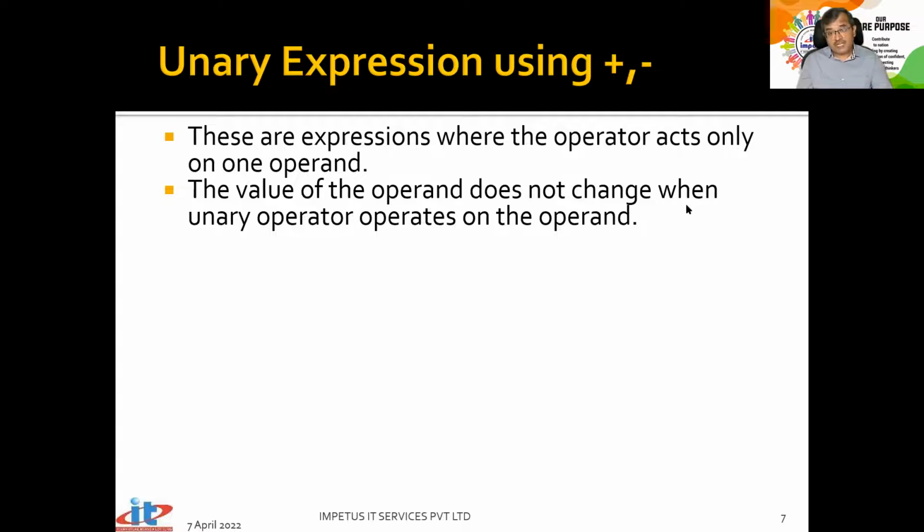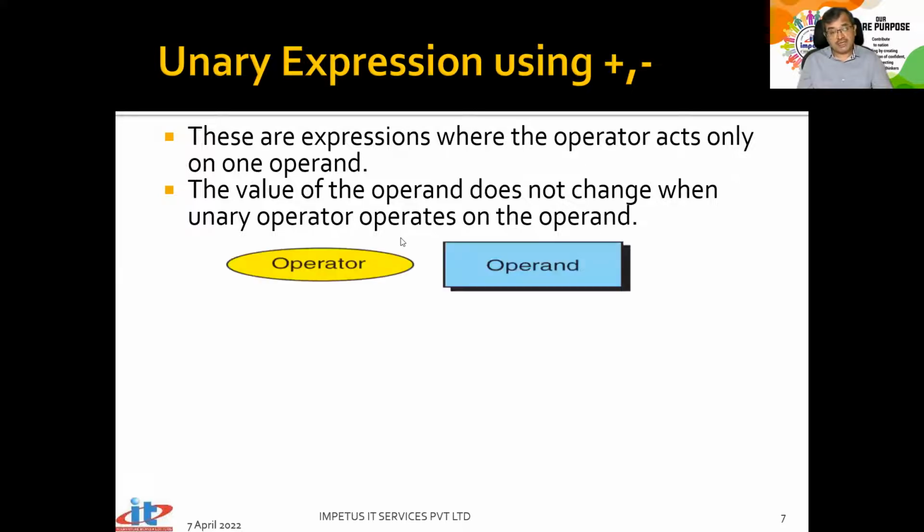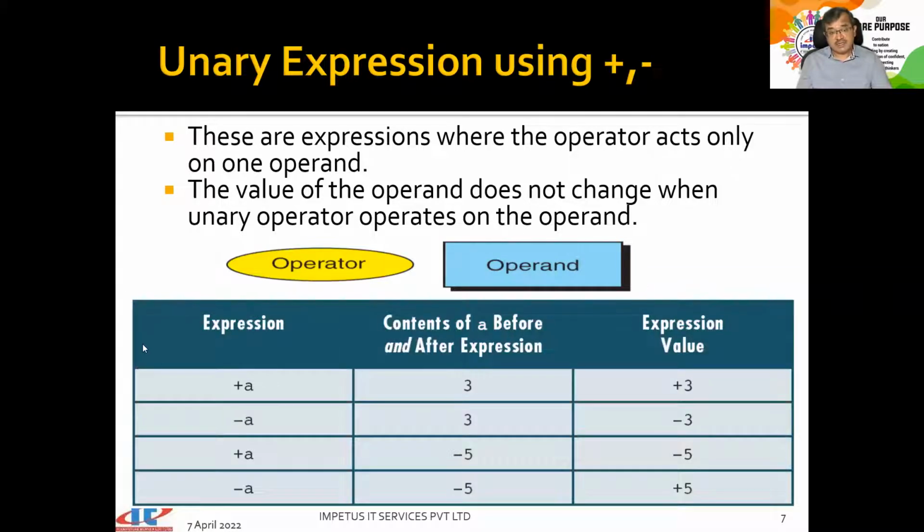The value of the operand does not change when a unary operator operates on it. When I say plus a, the operand's value is not going to change. Minus a, the operand's value is not going to change. So if this operator is applied to an operand, the operand's value doesn't change. The result of the expression will change. So watch it. The value of a was 3 and you wrote the expression +3. The result of the expression is +3. The value of a before and after was 3. Watch carefully how I am reading. Yes, I am reading it.